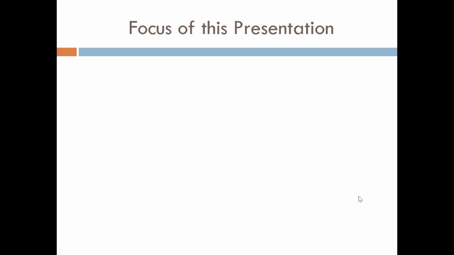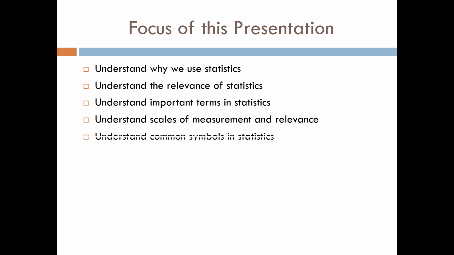After viewing and listening to this presentation, I'm hoping that you'll be able to understand the following: why we use statistics, the relevance of statistics, important statistical terms, the various scales of measurement and their relevance, or in other words, why we need various scales of measurement, common symbols used in statistics, and finally, I think it's really important that you're able to differentiate between relationships and experiments as far as research methodology.